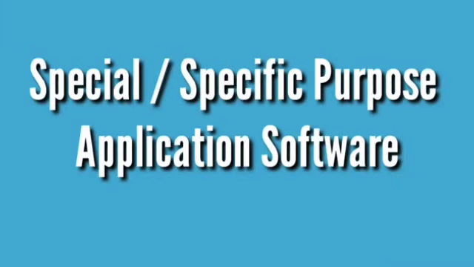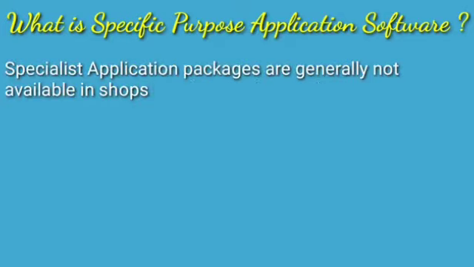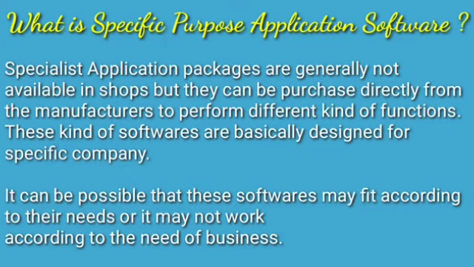I hope you have understood this, and now let us look into a few examples of special purpose application software. Before I tell you some examples of specific purpose application software, let us understand what it is. These are specific application packages which are not available in shops. However, they are designed by the manufacturers to be used by different companies or organizations. So these are software already designed for a specific purpose and can be easily adapted and used by some organizations or institutes in their own way.